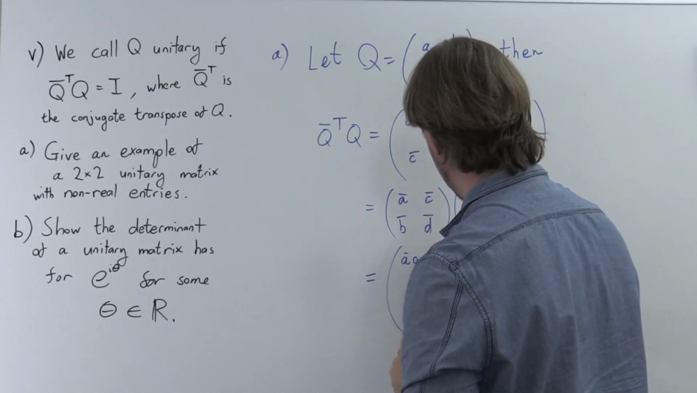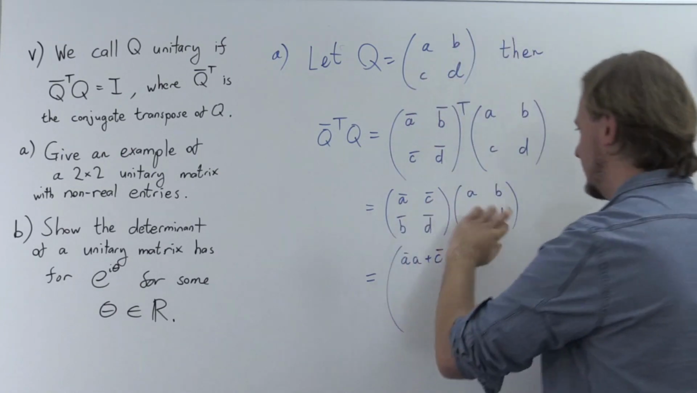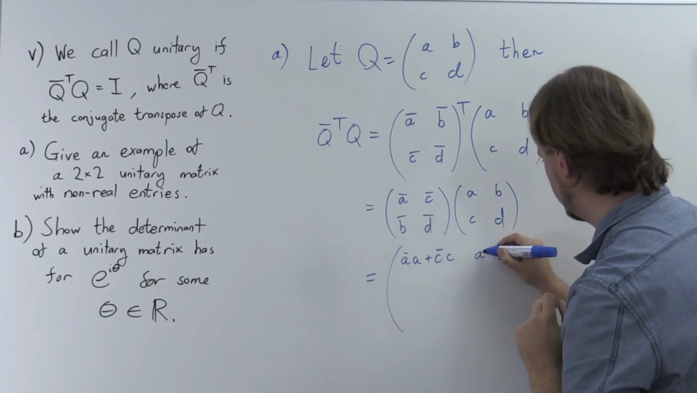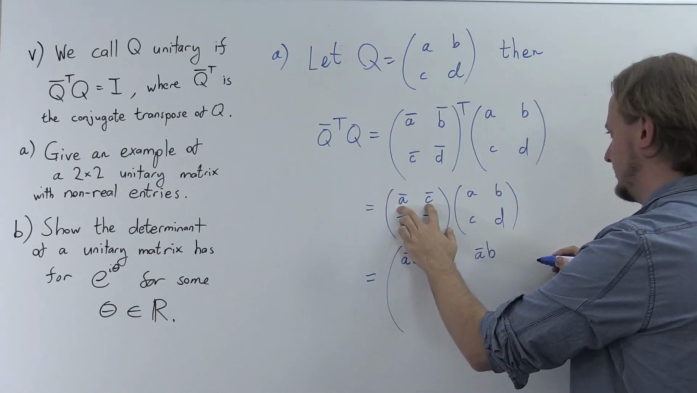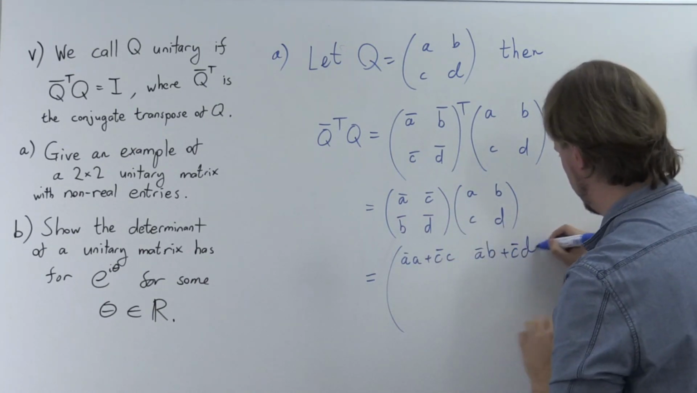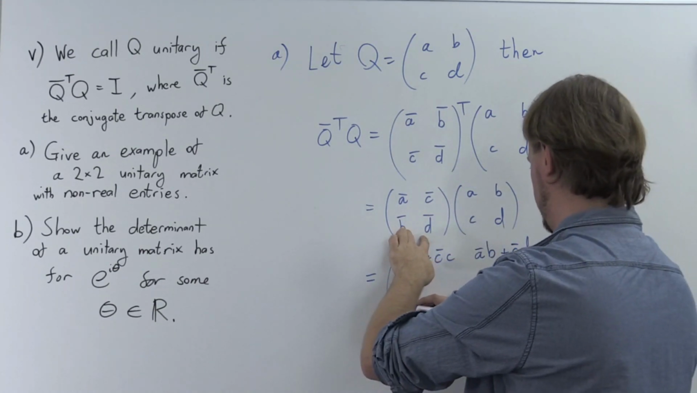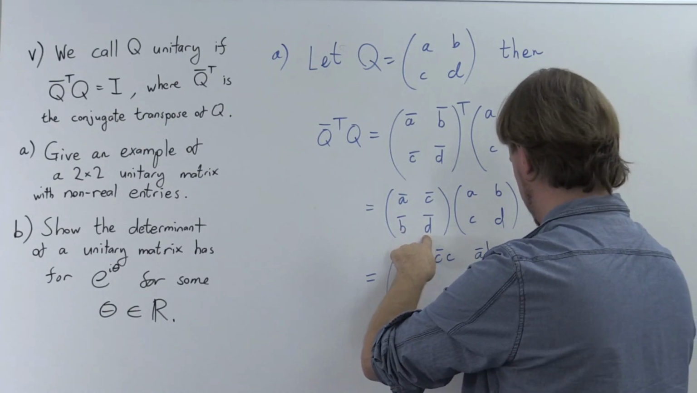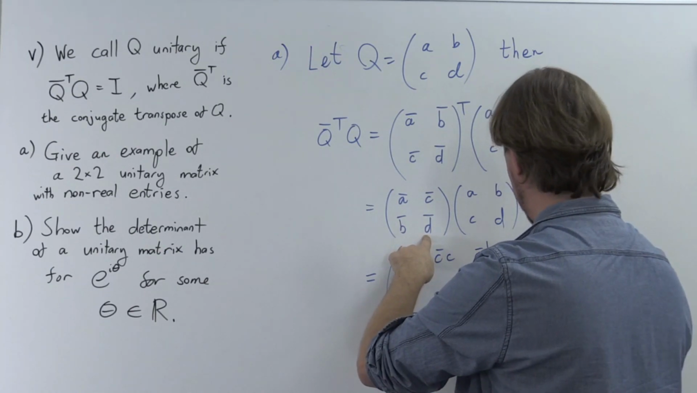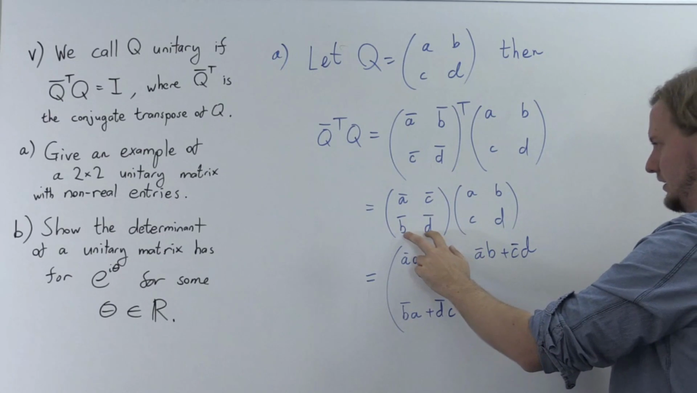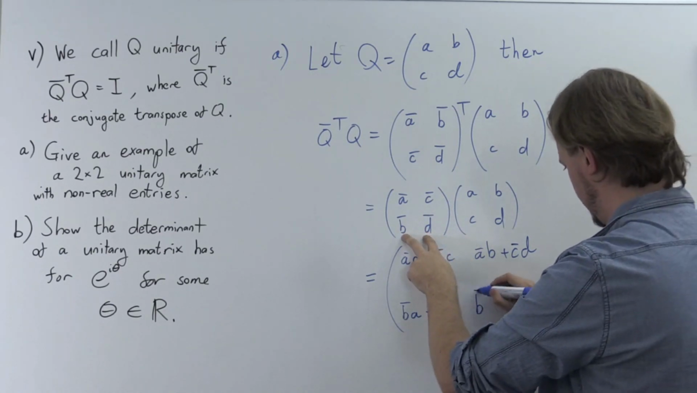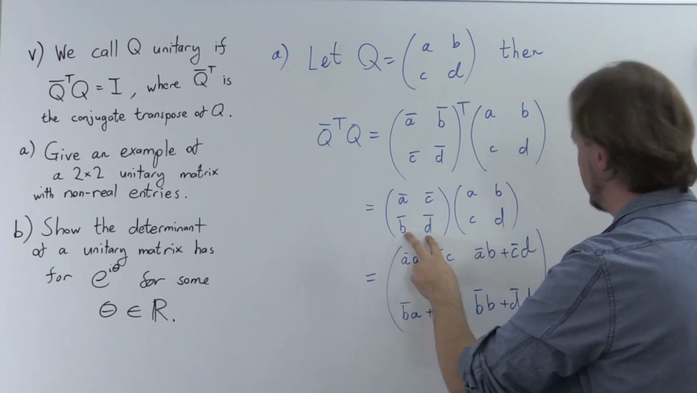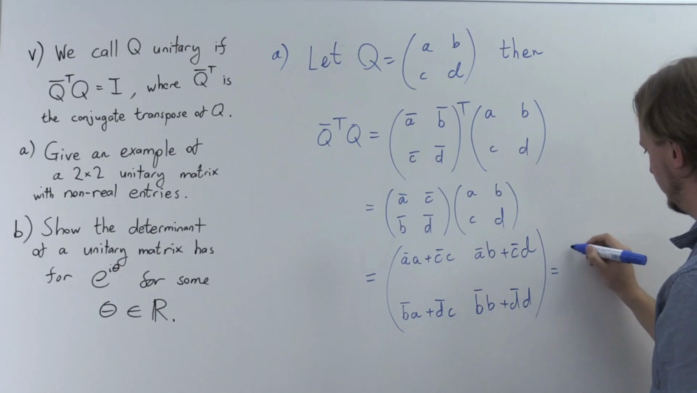So with A bar A plus C bar C. Next one is, well, A bar B and then C bar D, get B bar A plus D bar C, and this last one is B bar B plus D bar D. And this is supposed to be the 2x2 identity.